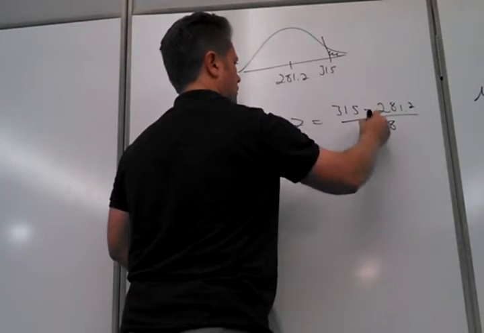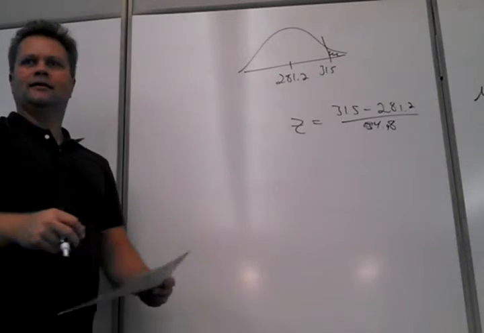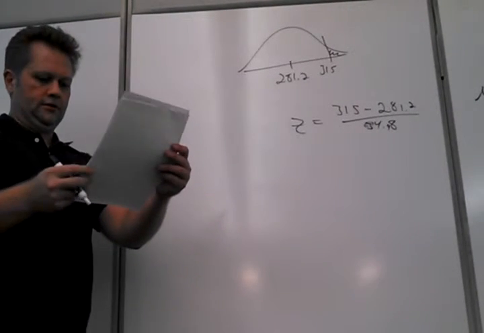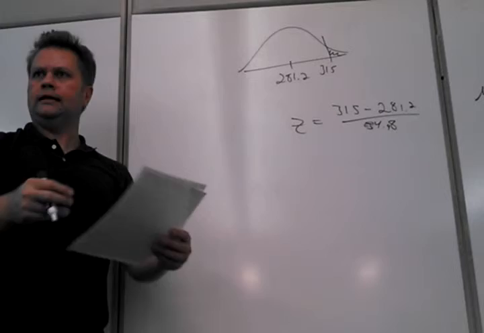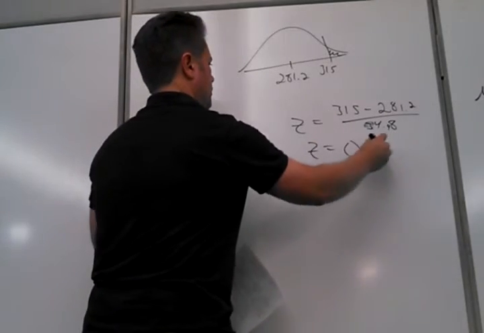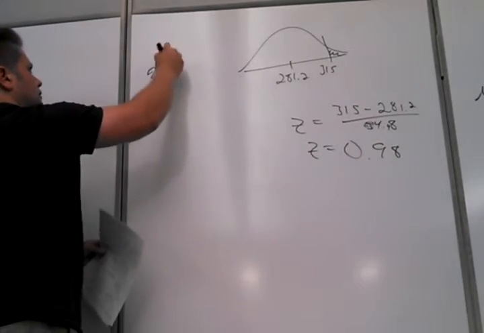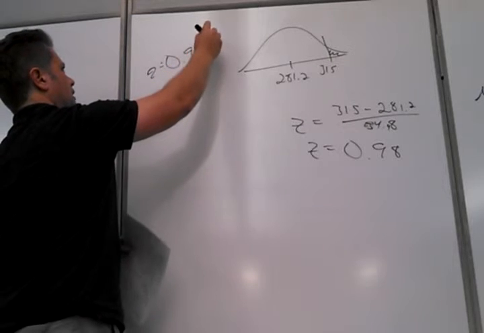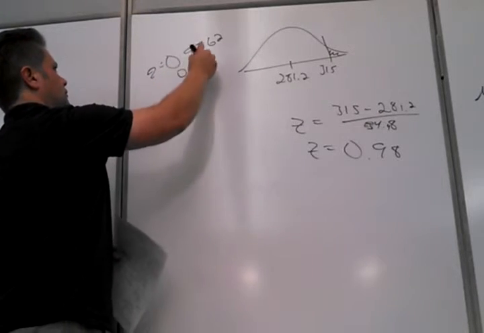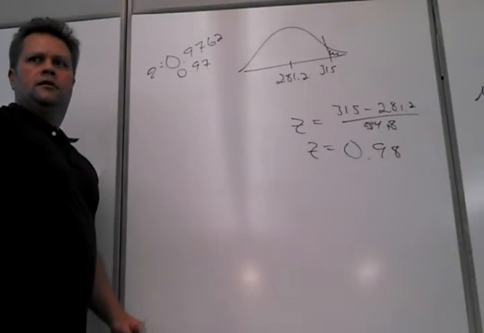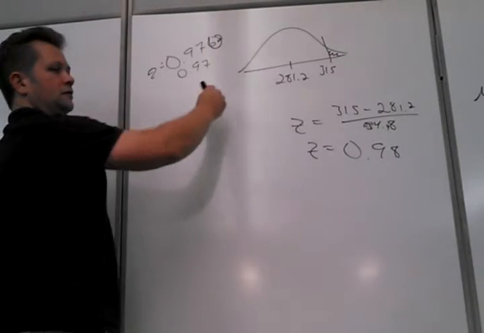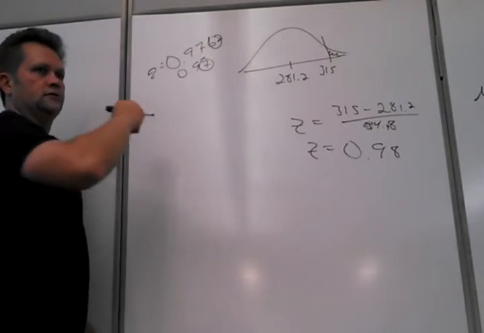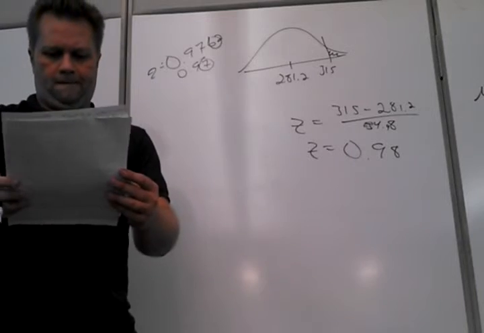4.8. And then you get 0.98. Please, really, if you get z equal to 0.9, I can't remember what I got, but if you get 9762, don't say it's 0.97. Round it. Don't just cut it. Round it. You will lose a point there.